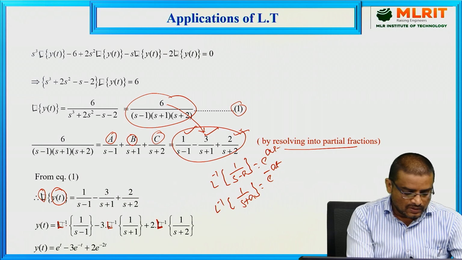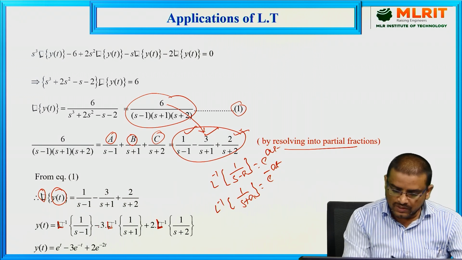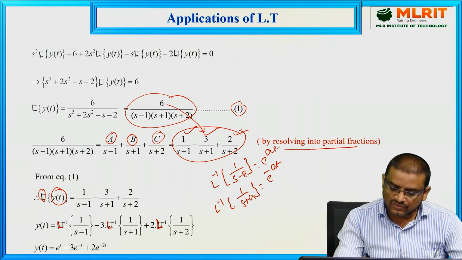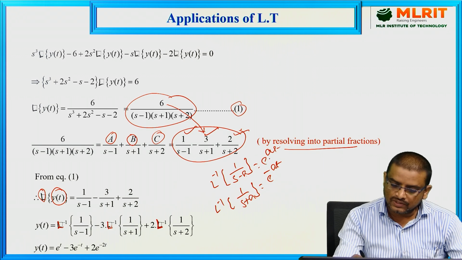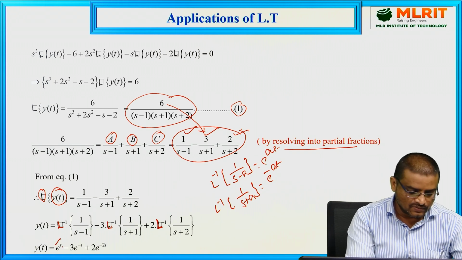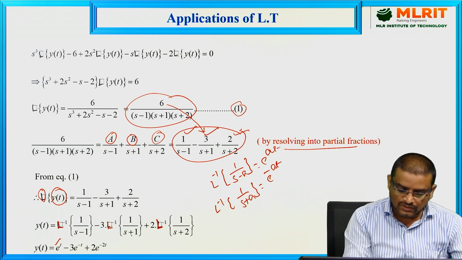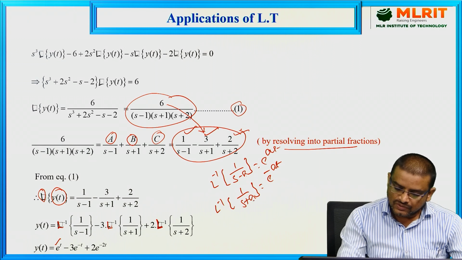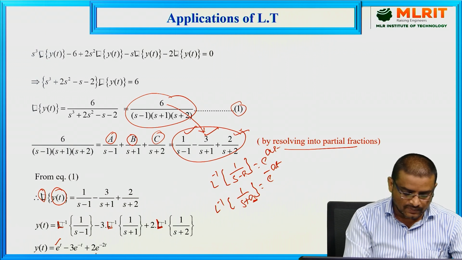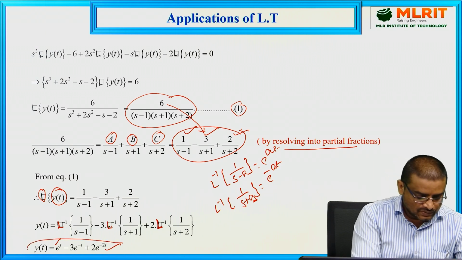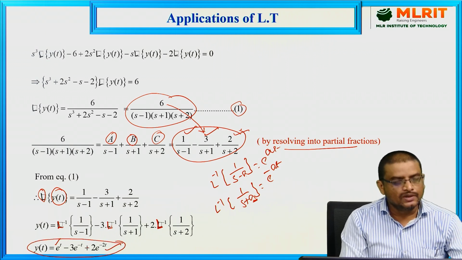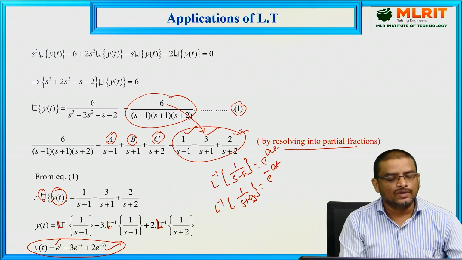L inverse of 1 by s minus 1: in place of a, substitute 1, and you will get e power t, minus 3 into L inverse of 1 by s plus a. Replace a with 1 and you will get e power minus t. Then replace a with 2 and you will get e power minus 2t. So this is our required solution for the given differential equation.